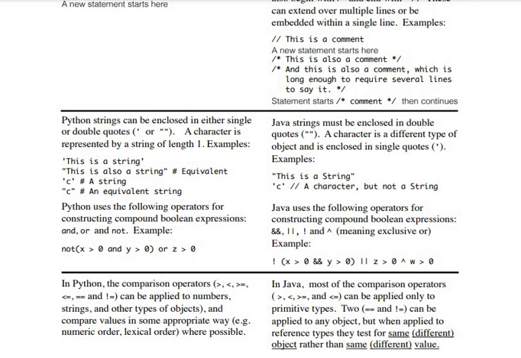We have logical operators and relational operators in both Python as well as Java. The comparison operators like less than, greater than can be applied to numbers, strings, even to other types of objects. In Java, all the comparison operators must be applied to primitive types only. Only one or two operators like equal to and not equal to can be applied to any object.